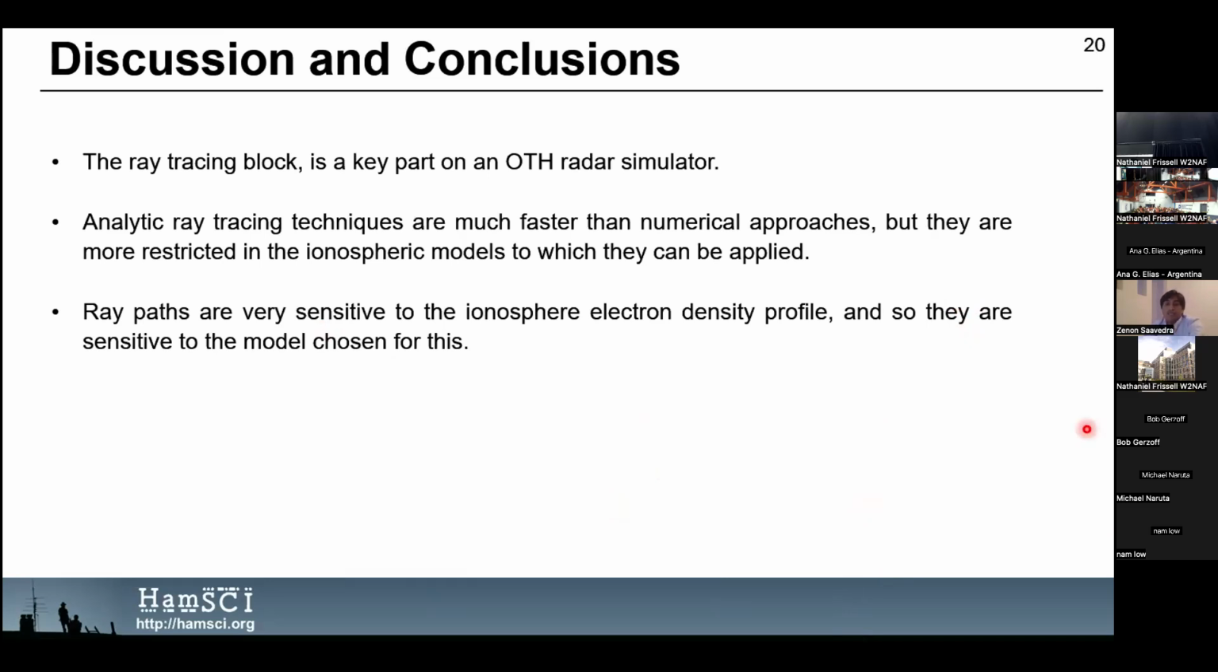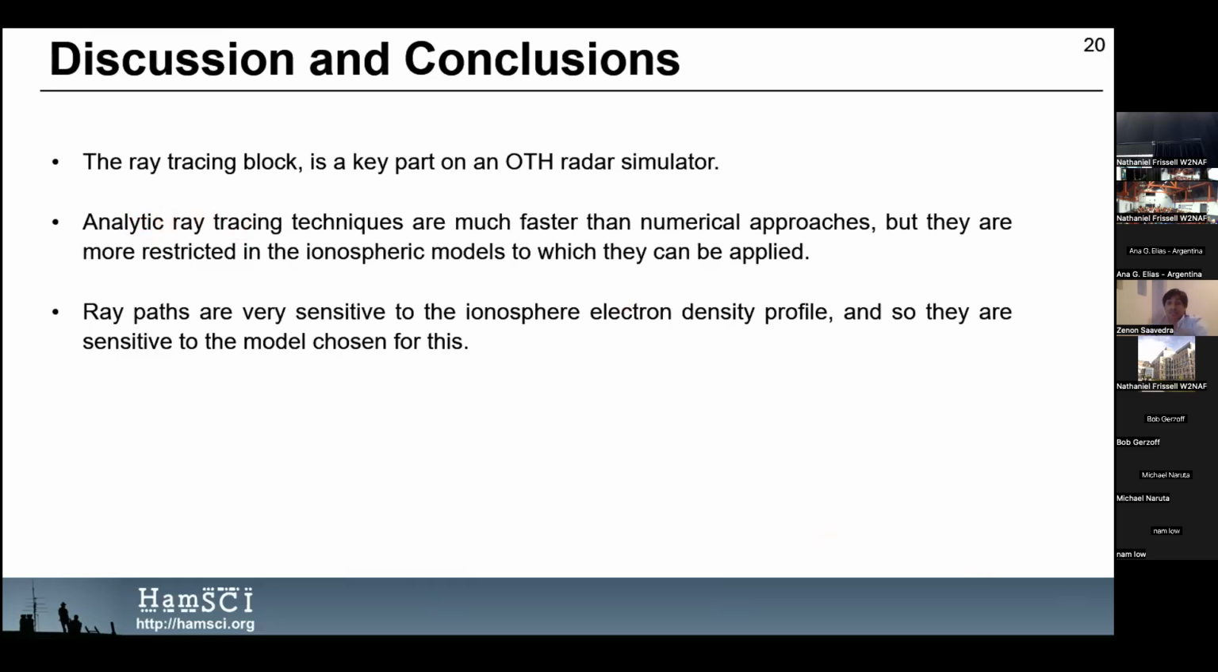The other is that analytic ray tracing techniques are much faster than numerical approaches, but they have several restrictions. For example, when we apply Snell's law, we don't consider the magnetic field, and we don't consider the collisions. This is very important.